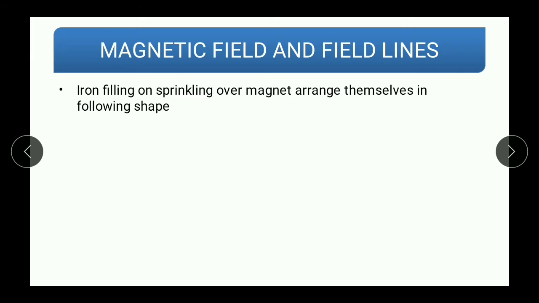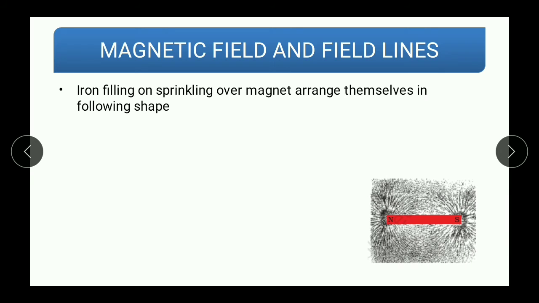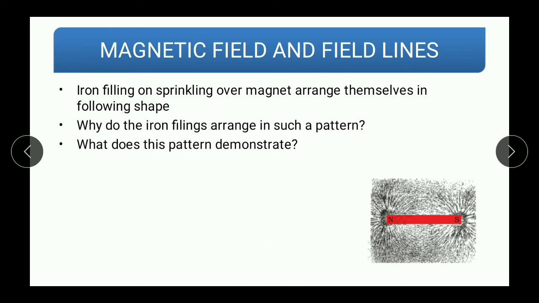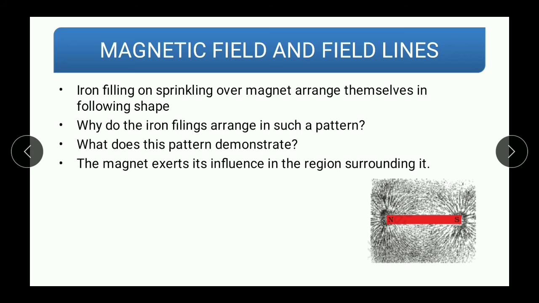Let us see the next few points. Iron filings on sprinkling over a magnet arrange themselves in the following shape. And what is that shape? This is that shape. If you sprinkle iron filings, you will observe that they align themselves in this particular shape. Why do iron filings arrange in such a pattern? And what does this pattern demonstrate? That's what we are going to learn today.